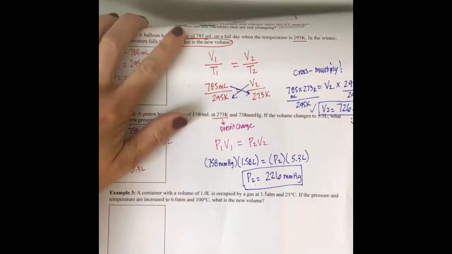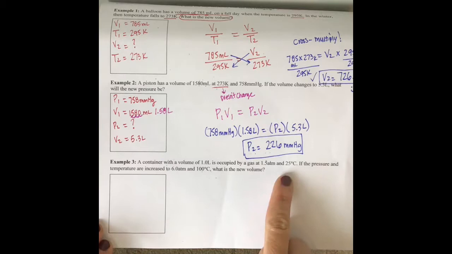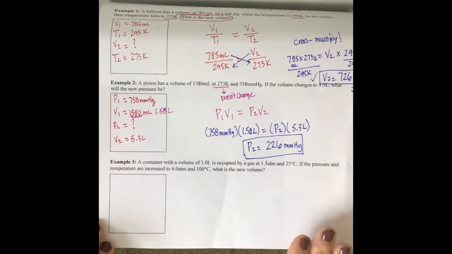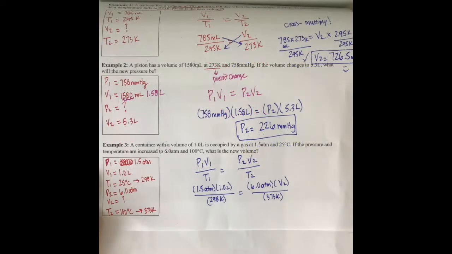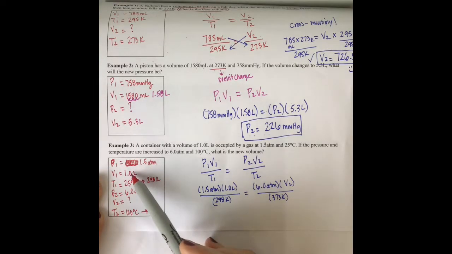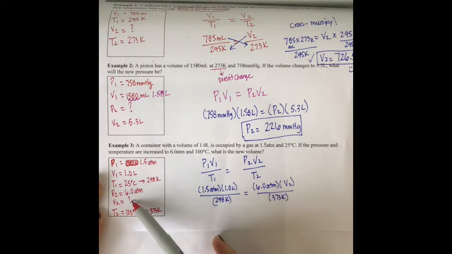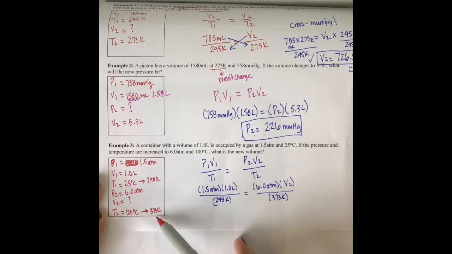All right, go ahead and start on the third problem. See how far you can get. Notice that your temperatures are in Celsius, so you'll need to do some conversions, and then come back and check your answer, please. Okay, for this last problem, all of your variables are changing, so you cannot eliminate anything from your equation. I have P1, V1, make sure you switch your temperature to 298 Kelvin. I have P2, we're solving for V2, and make sure you switch your T2 to 373 Kelvin.